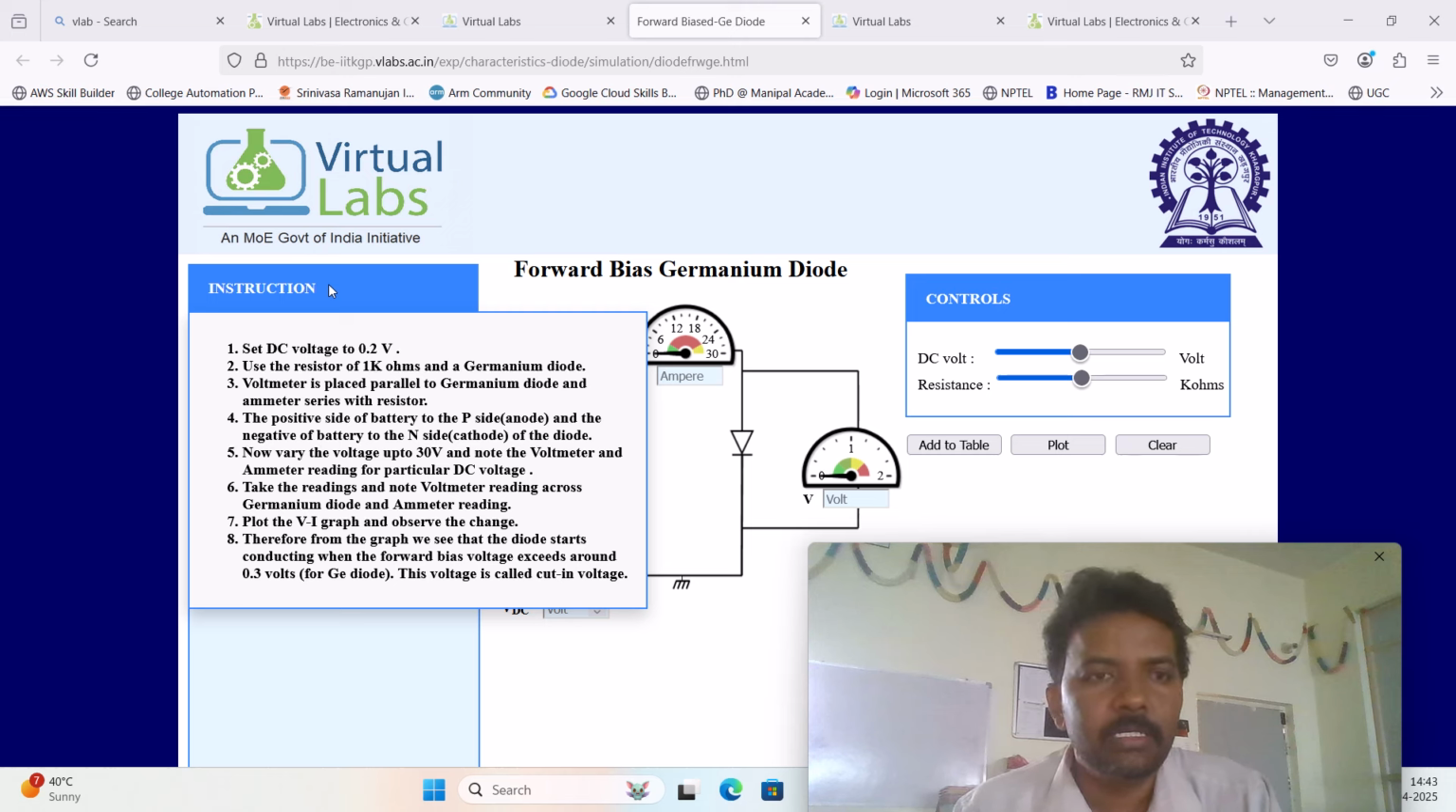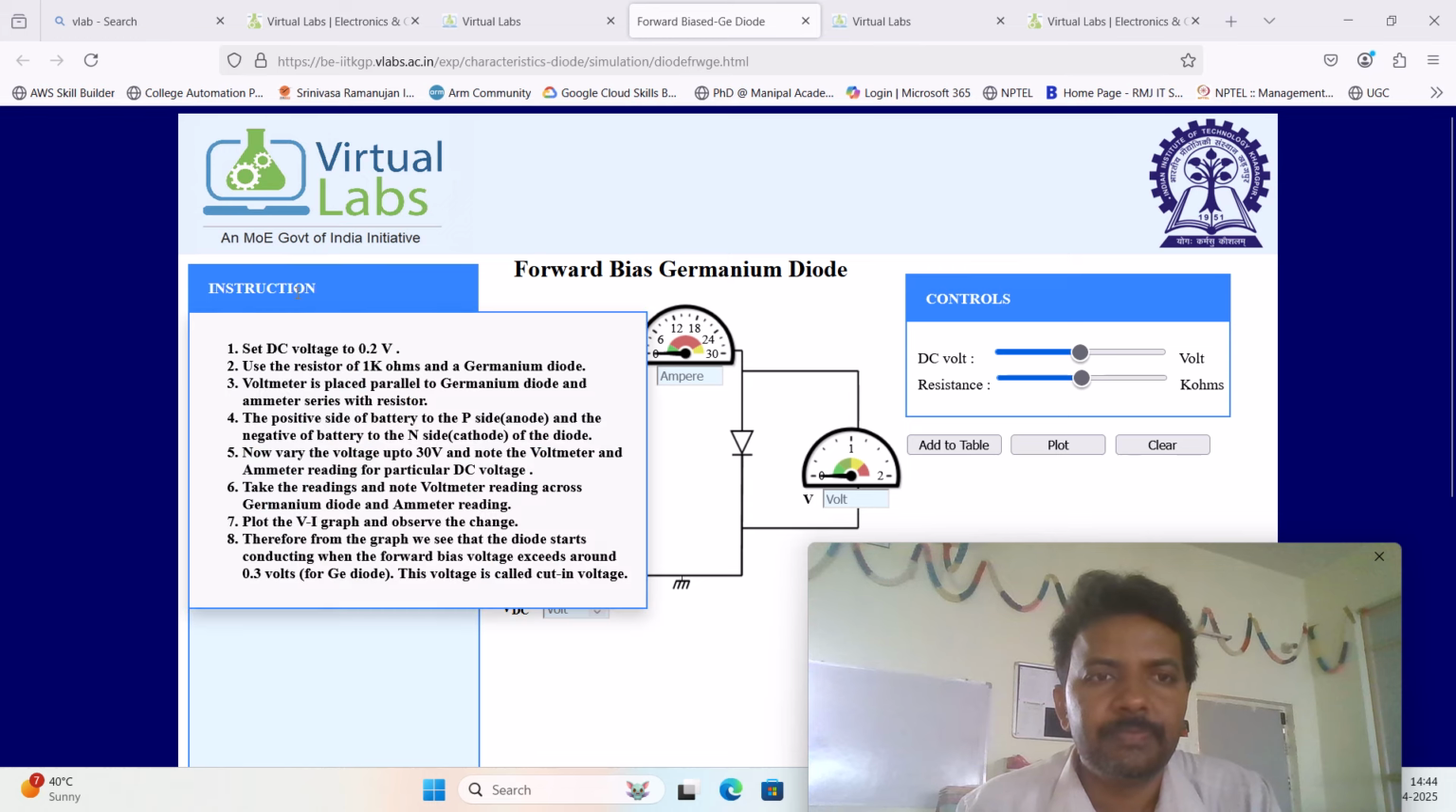So here are the instructions, eight instruction points are given. The first point is we need to set the DC voltage of 0.2 volts initially and use a resistor of 1 kilo ohm, and a germanium diode we need to choose. Then the voltmeter is placed parallel to the germanium diode and the ammeter is in series with the resistor. So always remember this point. We can obtain the voltage, which should be placed parallel to the diode or the device, any device. And if you want to measure the current, it should be connected through the resistor. That means series connection for the ammeter and parallel connection for the voltmeter for calculation of voltage and current.